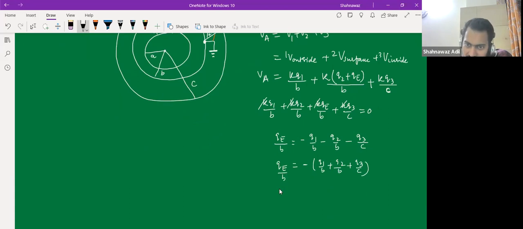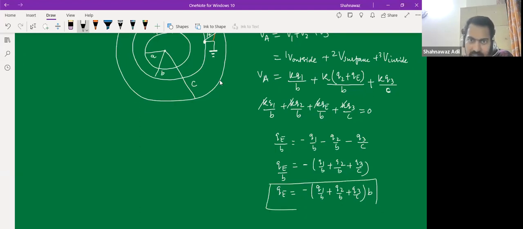Then the charge due to earthing would be minus of Q1 by B, this goes to the right-hand side, plus Q2 by B, plus Q3 by C, into B. So this much charge will be provided by the earth. This amount of charge would be provided by earth so that the potential at this point becomes zero. So this is the charge due to earth.